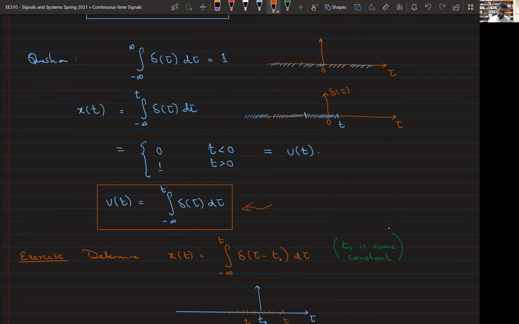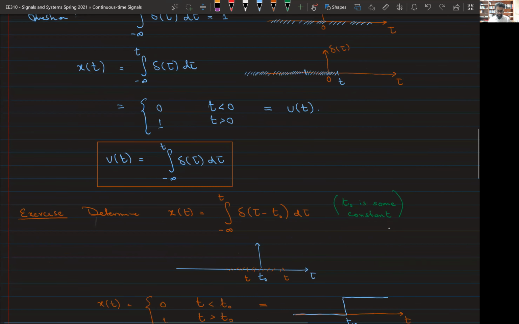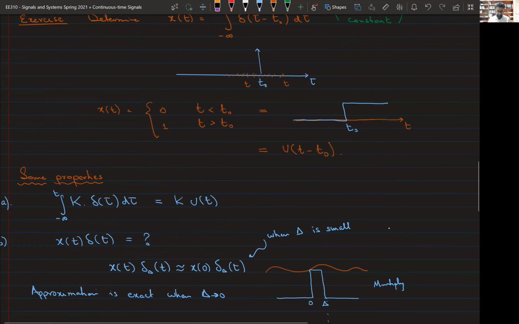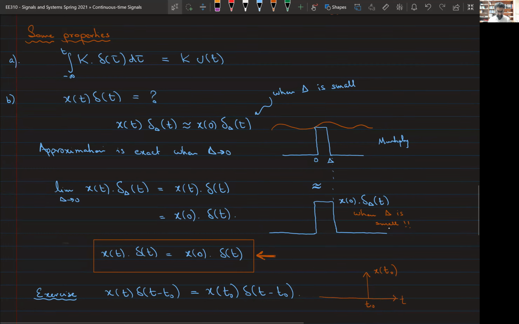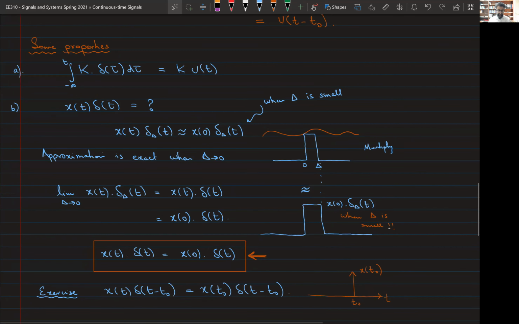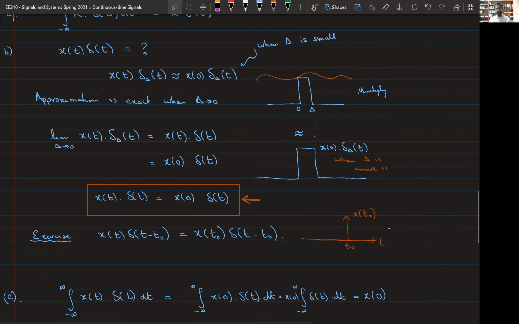And then finally, we looked at some properties of the unit impulse. Especially properties B and C are most relevant, and these are called the sampling properties of the unit impulse. So for property B, what if I multiply a signal x of t with the unit impulse? What happens is that the unit impulse samples the signal at the time at which the unit impulse resides. That's what a unit impulse does.